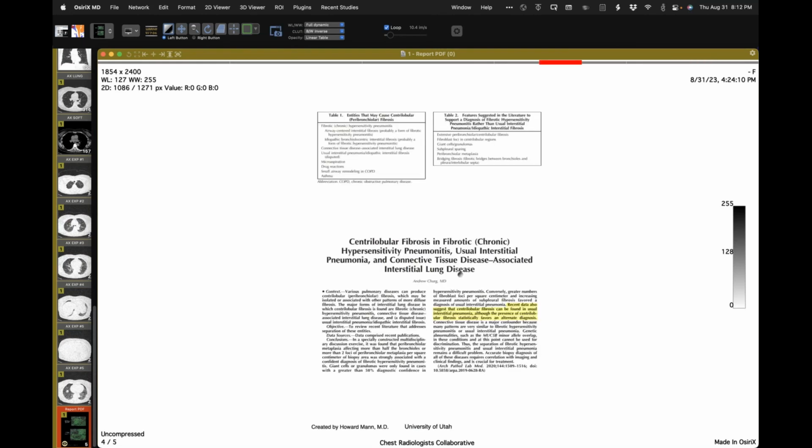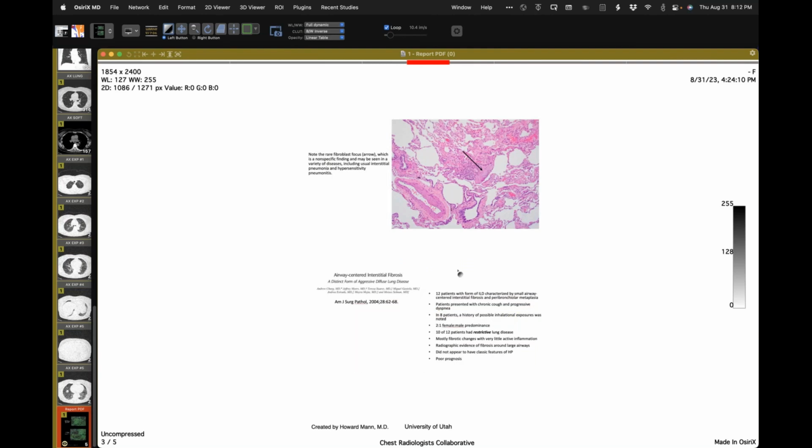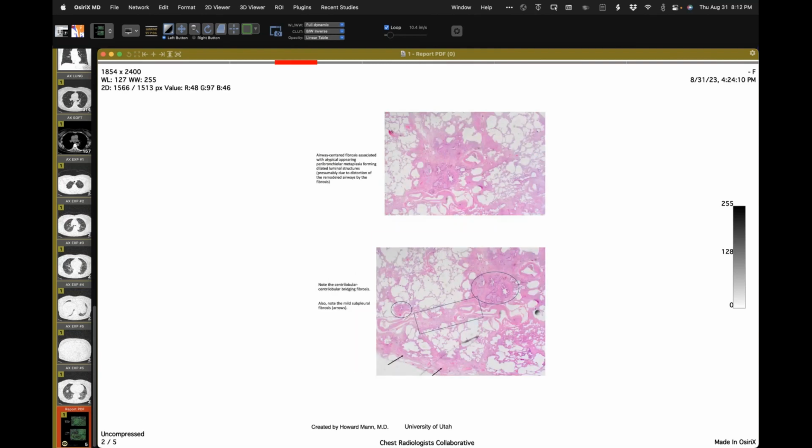Okay, so let's go back this way. And then I want to show you here that one thing pathologists look for when you see airway-centered fibrosis is this bridging fibrosis that goes across from one lobule to another. So here we have this sort of bridge of fibrosis extending from one terminal bronchiole, or rather lobular bronchiole, to another one over here. And there is a mild subpleural fibrosis, but most of it is that airway-centered fibrosis.